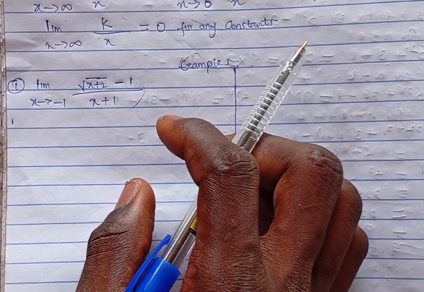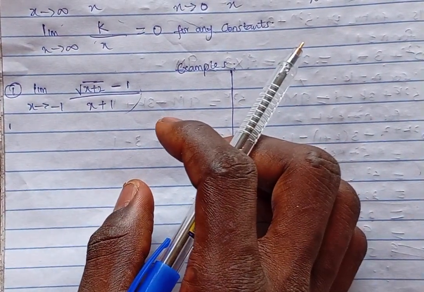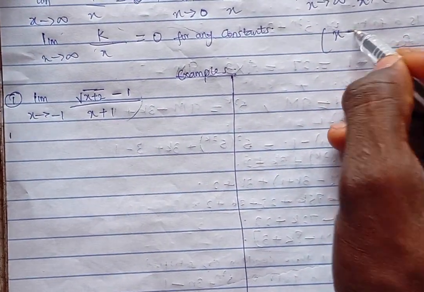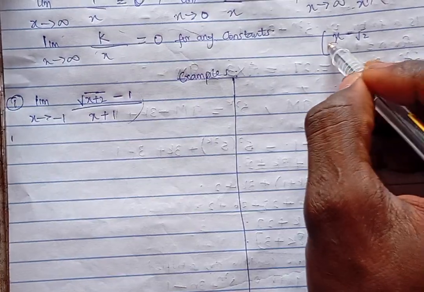You should remember that for you to rationalize, let's say we have something like x minus root 2, over 2.